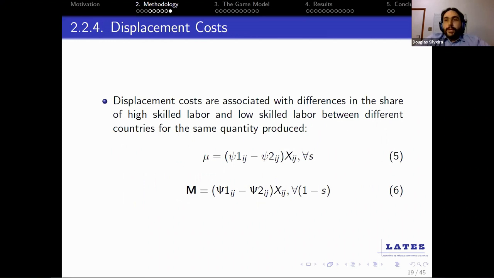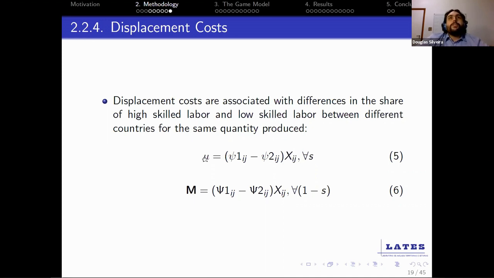And we also have the displacement costs associated with the allocational decision. It's also associated with differences in the share of high skilled labor and low skilled labor between different countries for the same quantity produced. So we have these equations 5 and 6.